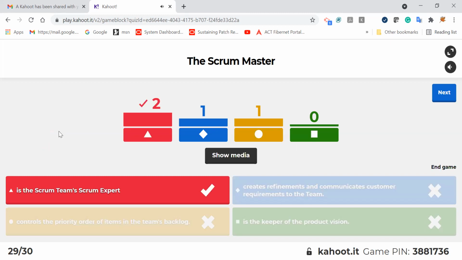Okay, he is a Scrum team Scrum expert. I see, like, creates refinements and communicates customer requirements? No, he never creates any refinements. He is only a facilitator. Okay, and controls the priority order of items in the team's backlog? No, never.